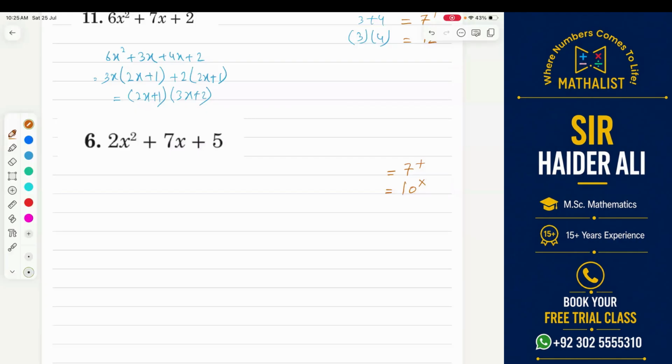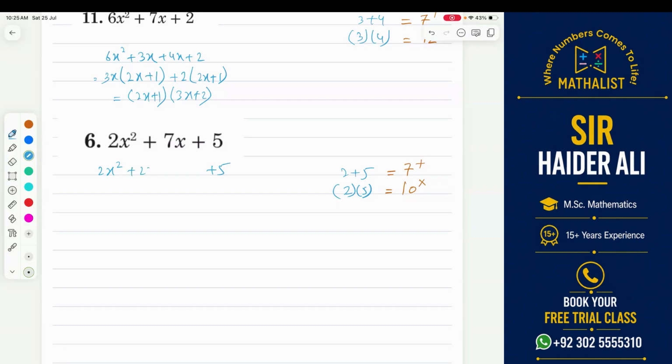Yes, tell me. Try to tell the two numbers. If we add two numbers and we get 7, and by multiplying we get 10. Think only 10. 10 comes on which table? 2. Yes, it's okay. 2 multiply 5, 2 plus 5 is 7. So write it as it is.